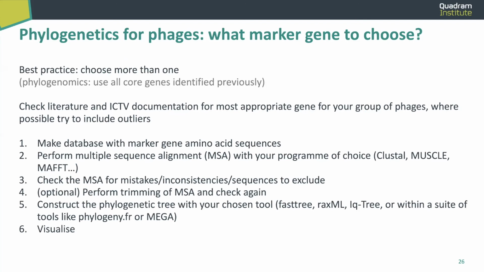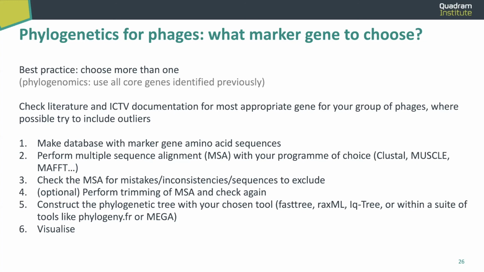So finally, we come to phylogenetics for phages, and then often the question is what marker gene to choose. The best practice is to choose more than one, and if you are familiar with any of the core gene methods, then you can even do phylogenomics, meaning you can do a kind of concatenated marker gene tree for all of your core genes, but I will not elaborate on that today.